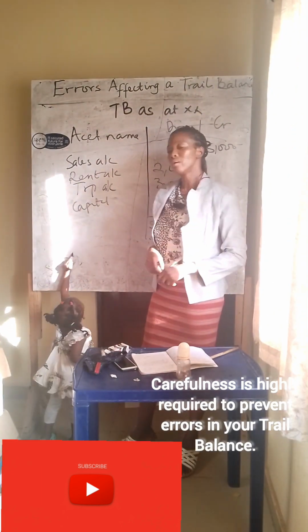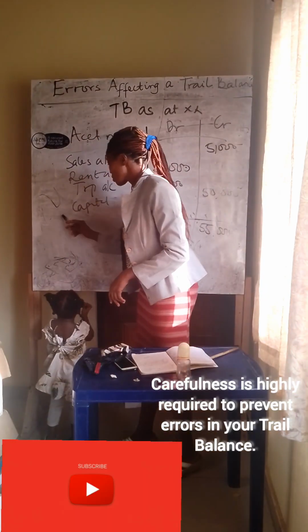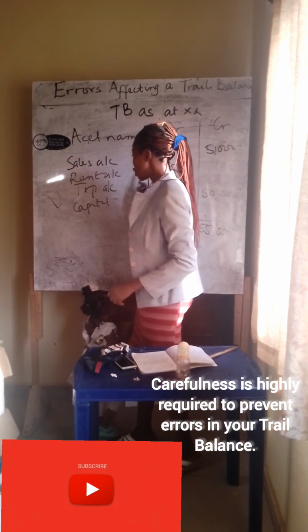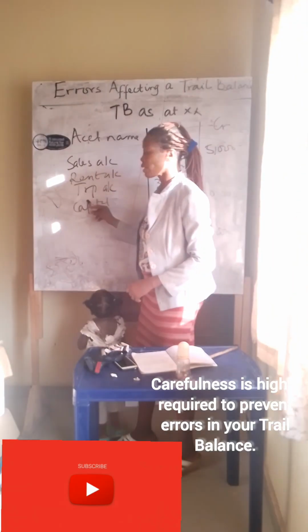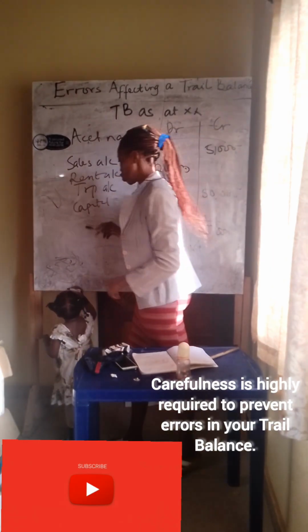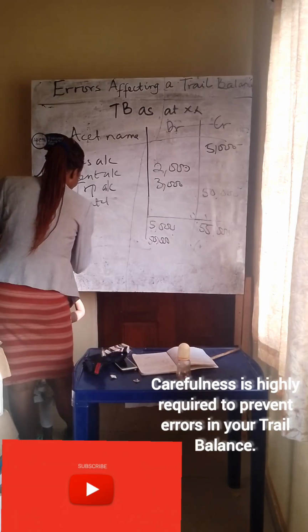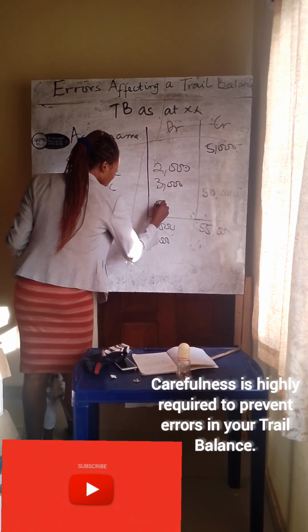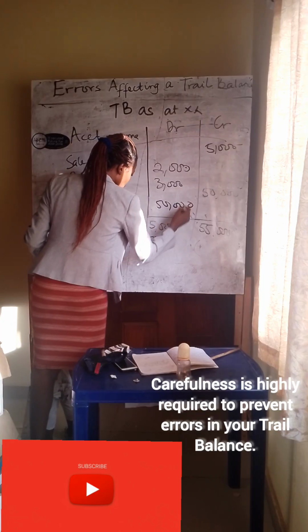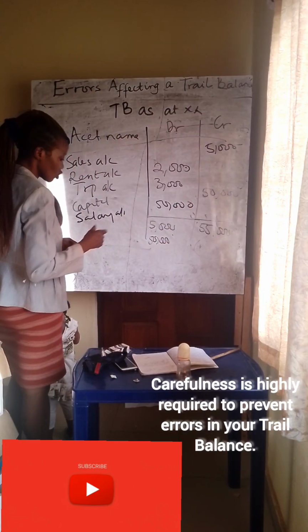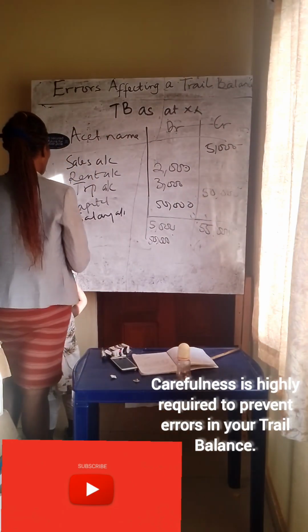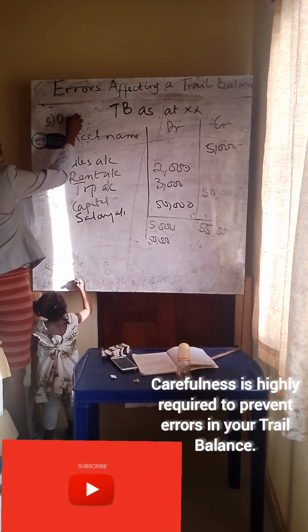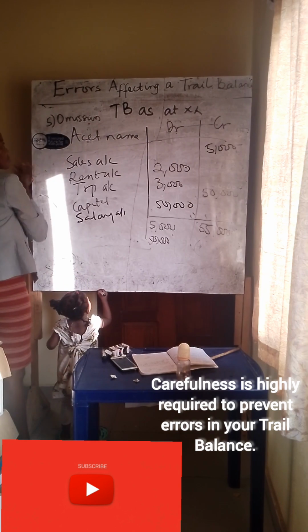So omission of a particular account can make your trial balance not to balance. So omission is another error that could occur and prevent your account from balancing. So be very, very careful when picking your account balances. Ensure that you've picked all the accounts. But if you're maybe in a rush, you forget, and then you don't see everything. So be careful. Carefulness is highly required as an accountant when doing anything. Are you together?